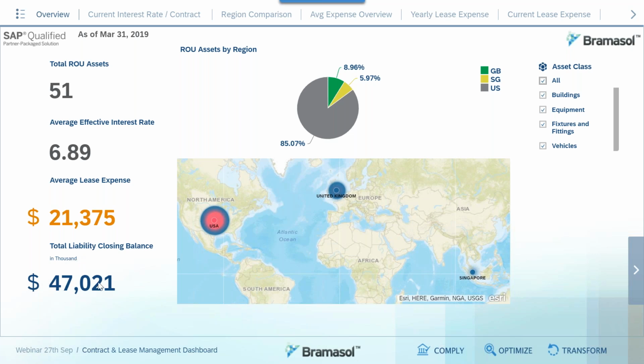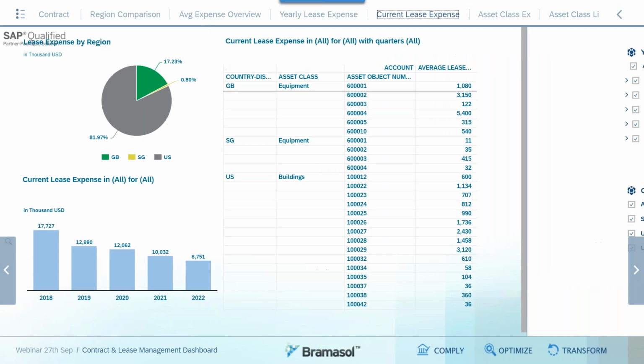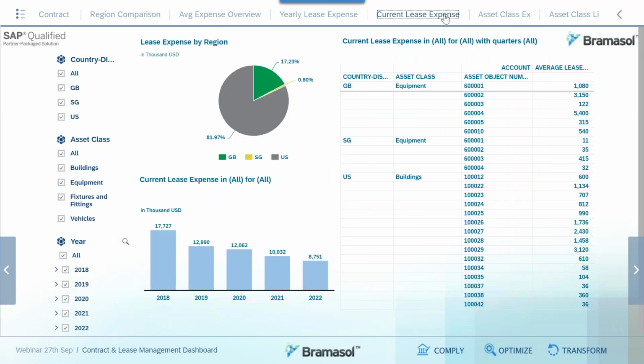So on the total liability closing balance, again, this is looking at the total view, but I want to jump to another dashboard and look at the closing balances by liability. So here was March 2019. I can do some comparisons with different months, but now I'm seeing those asset classes broken down again on the closing liabilities.